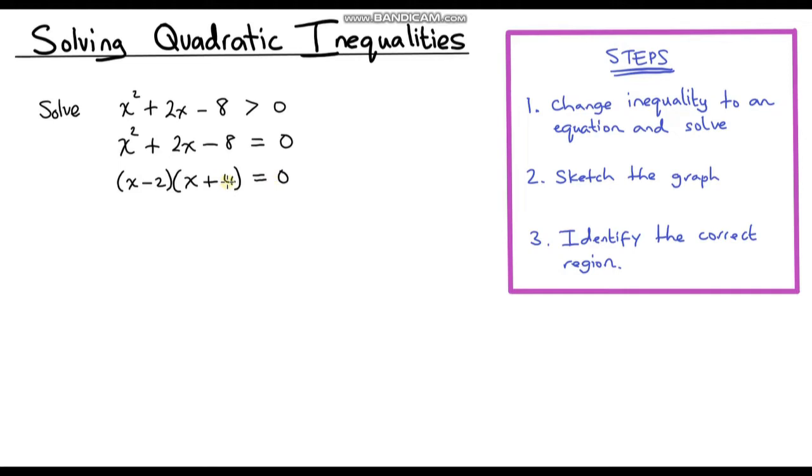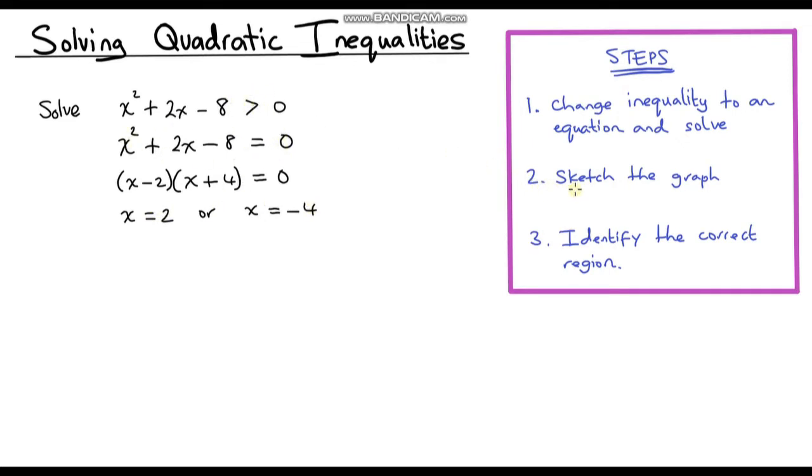So let's just check that. 4 times negative 2 is negative 8 and 4 minus 2 is positive 2. So that's correct. And now you can see that we're going to have two solutions to this equation. One of our solutions is going to be x equals positive 2. And the other solution is going to be when x is equal to negative 4. So if we were to solve this equation, these would be our two solutions. But we're not solving this equation, we're solving this inequality.